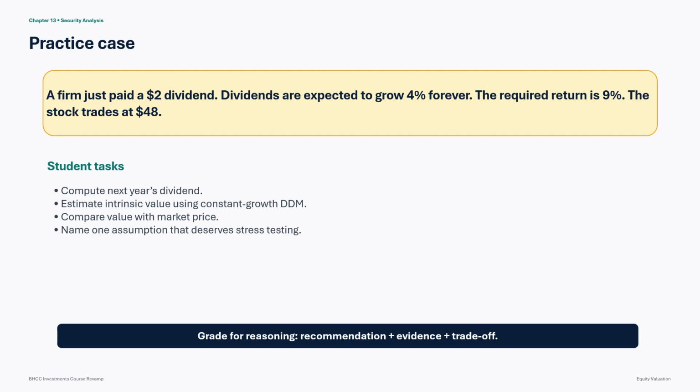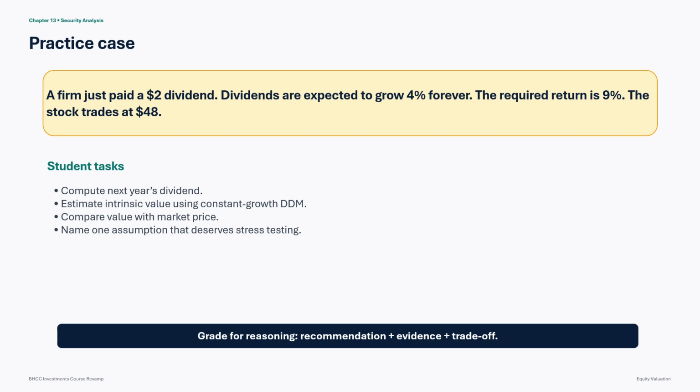Task 3 is to compare intrinsic value with market price. The model estimate is $41.60. The market price is $48. The stock trades $6.40 above the estimate. Measured relative to the market price, a decline from $48 to $41.60 would be about 13.3%. Measured relative to the intrinsic value estimate, the market price is about 15.4% higher. Both percentages describe the same dollar gap from different starting points, so be clear about the denominator.